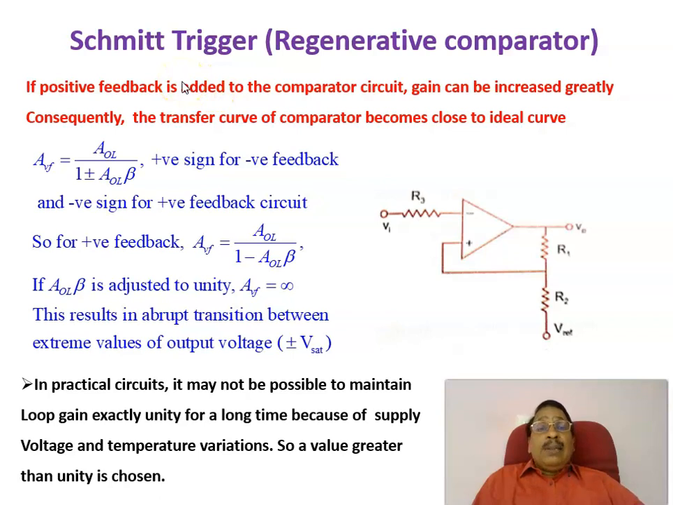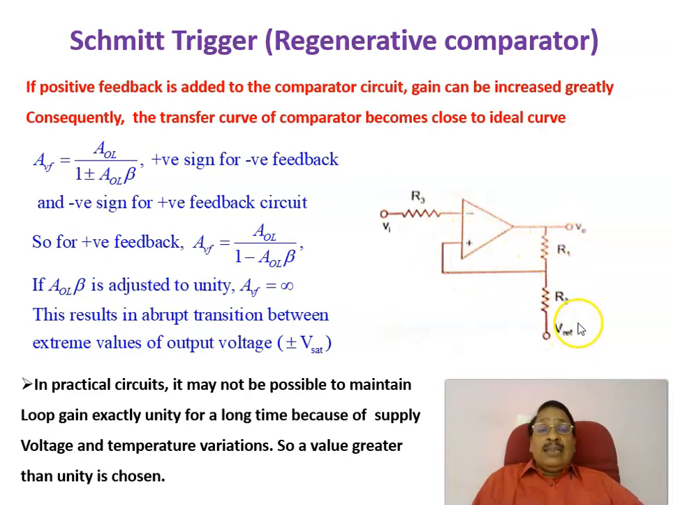This is another widely used application of the op-amp comparator configuration, called the Schmitt Trigger. The Schmitt Trigger is also called a regenerative comparator. Sorry, we are giving the input to the inverting terminal through a resistance, and to the non-inverting terminal, the plus terminal, we apply positive feedback. The output is taken through two resistors R1 and R2, and that is fed back to the positive terminal.